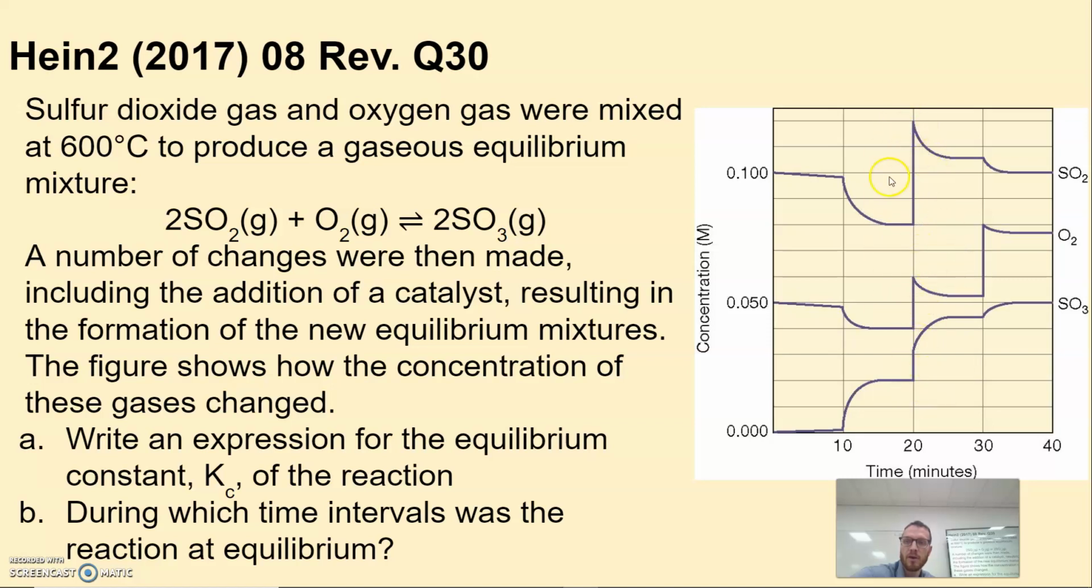The change here, we've got an increase in concentration of all chemical species, which would indicate a decrease in volume, and then the adjusted change back to equilibrium. Then this third change at 30 minutes, we've had an instantaneous change by increasing the concentration of only oxygen. So we've put more oxygen into the system, and then the system partially adjusts by shifting the reaction forward.